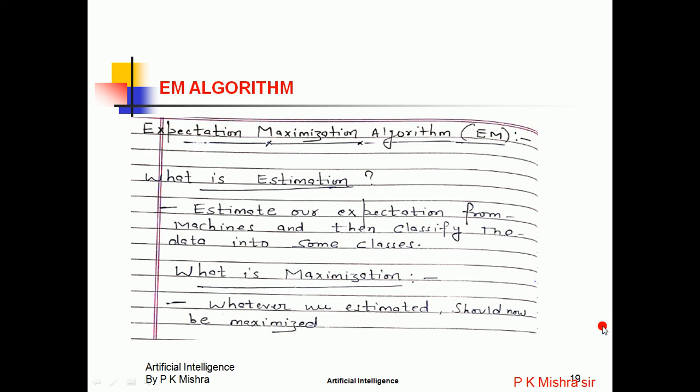Now the next topic is the EM algorithm. EM stands for expectation maximization algorithm. What is the estimation? Estimate our expectation and then classify the data into some classes. What is the maximization? Whatever we estimate should then be maximized.